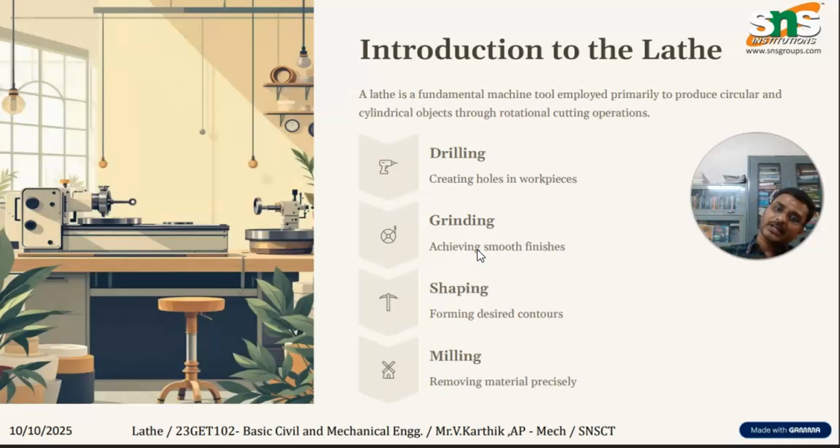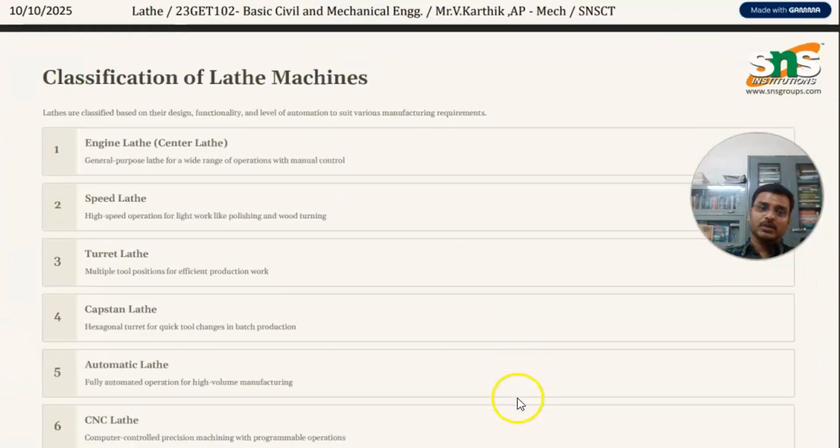What are all the operations we can do in the lathe? Drilling, then grinding, shaping, and then milling. Not only these operations can we do, some additional operations also we can do in the lathe. But the main things are drilling, grinding, shaping, and milling. Drilling is nothing but making a hole in any of the workpiece. Grinding is to make a smooth finish, shaping is forming desired contours, and milling is removing material precisely. And then the next one is the classification of lathe machines.